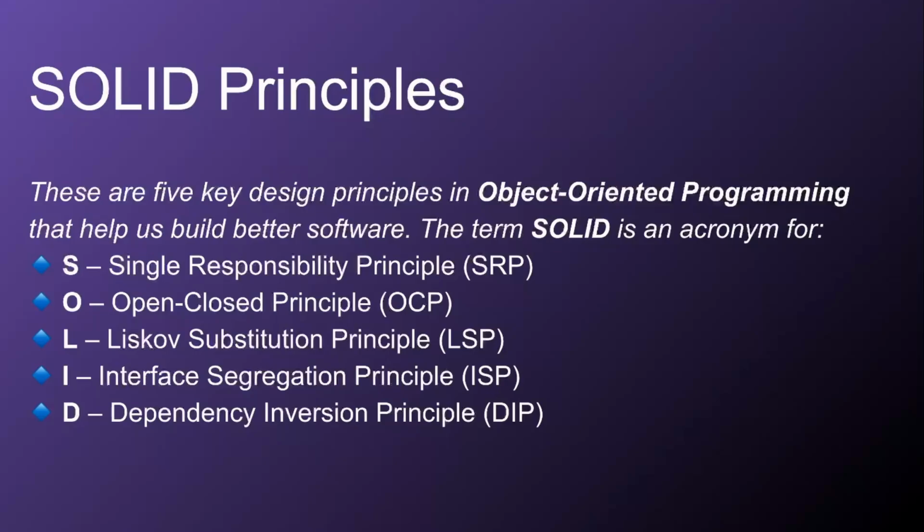So these are 5 key design principles in object-oriented programming that help us build better software. The term SOLID is itself an acronym: S for Single Responsibility Principle, O for Open-Closed Principle, L for Liskov Substitution Principle, I for Interface Segregation Principle, and D for Dependency Inversion Principle.